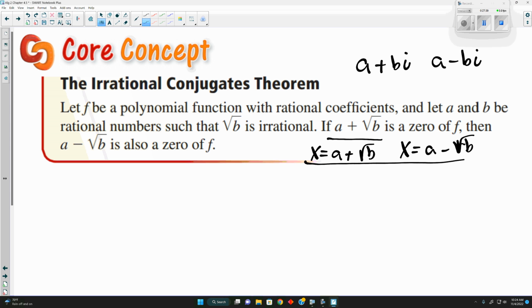The same thing is true if we multiply two irrational conjugates. All the square roots, all those radicals will simplify out. That's why they have to come in pairs. Questions on this here?